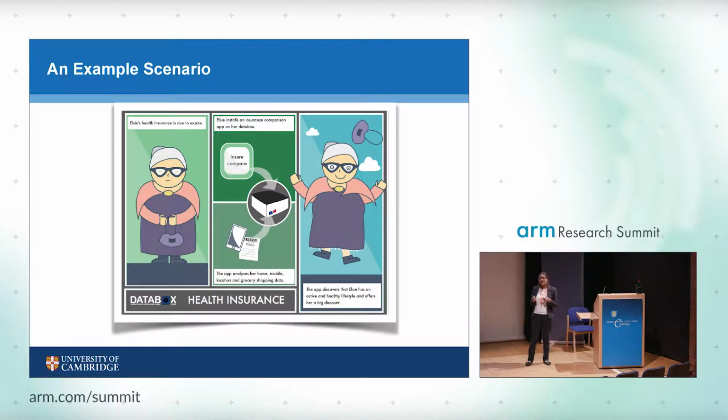And this app gives her the best suited insurance policy and tells her, okay, this is the best insurance policy for you, depending on the information which you have provided. What we are gaining in this is that Elsie doesn't need to send all her personal information to a cloud or to the outside world. All her data stays in her local Databox platform. So this is the scenario which we are exploring in the Databox project.